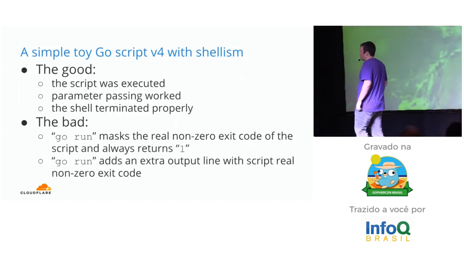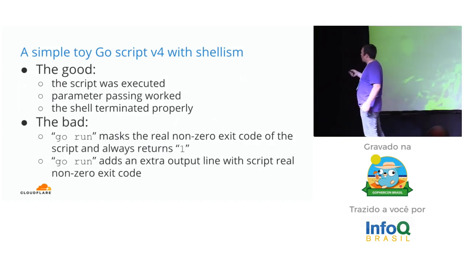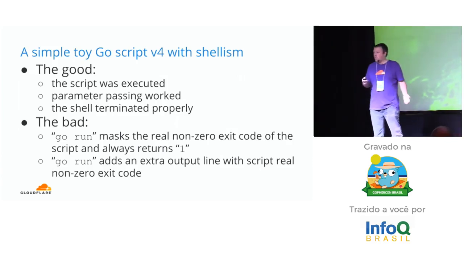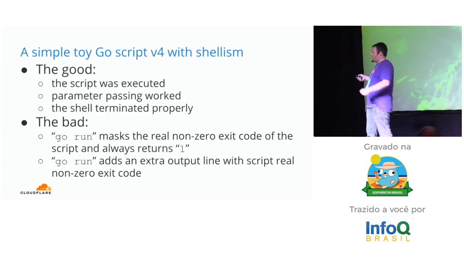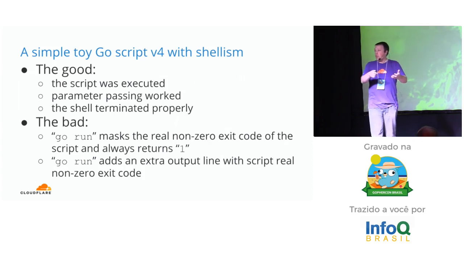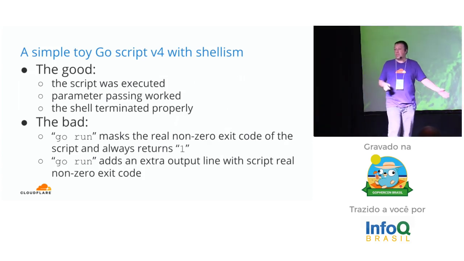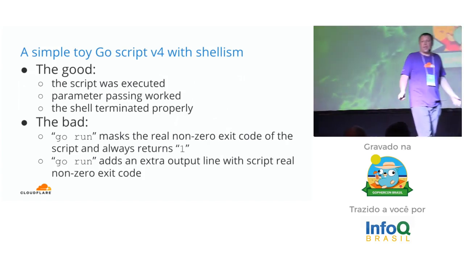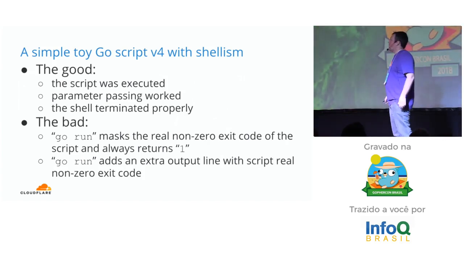The bad thing is, again, gorun. Gorun, for some reason, masks the real non-zero exit error code from your Go programs. It adds an extra output with your real error code, but returns 1 to the operating system always. And again, the maintainers say it should be like that, but nobody clearly explains why.